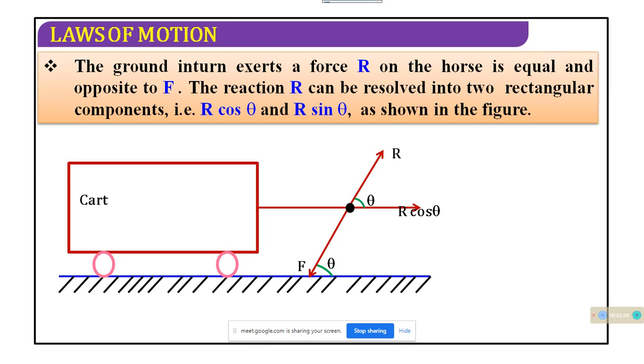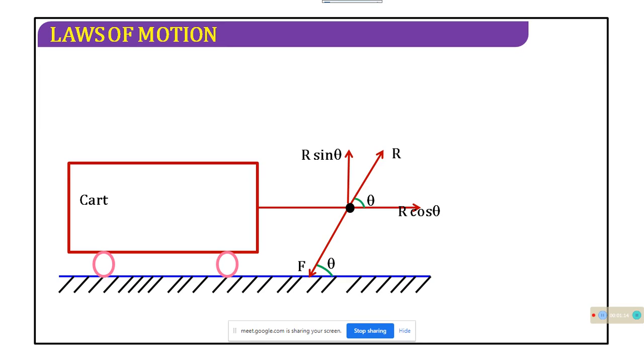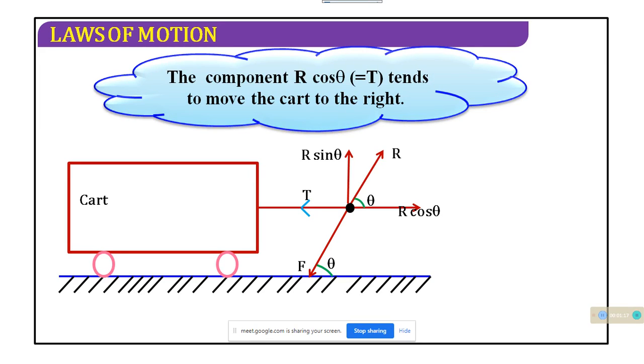This component is R applying; the X component will be R cos theta, and the vertical component will be R sin theta. And in the backward direction, tension T acts on it. So R cos theta will be T to move the cart to the right.